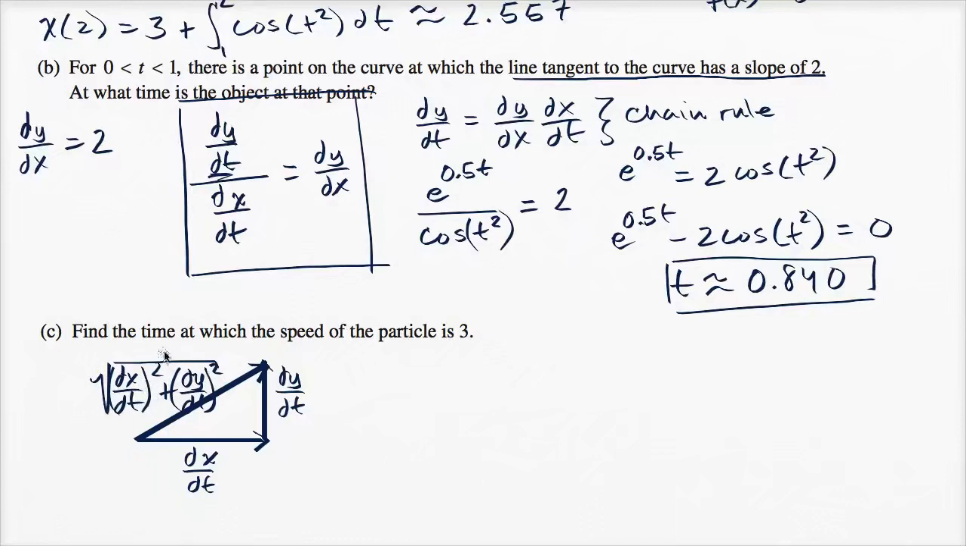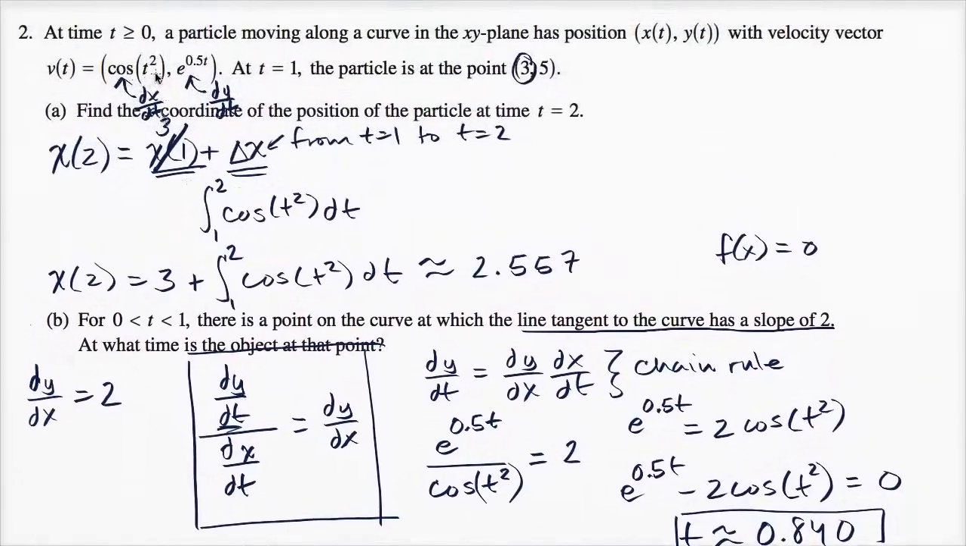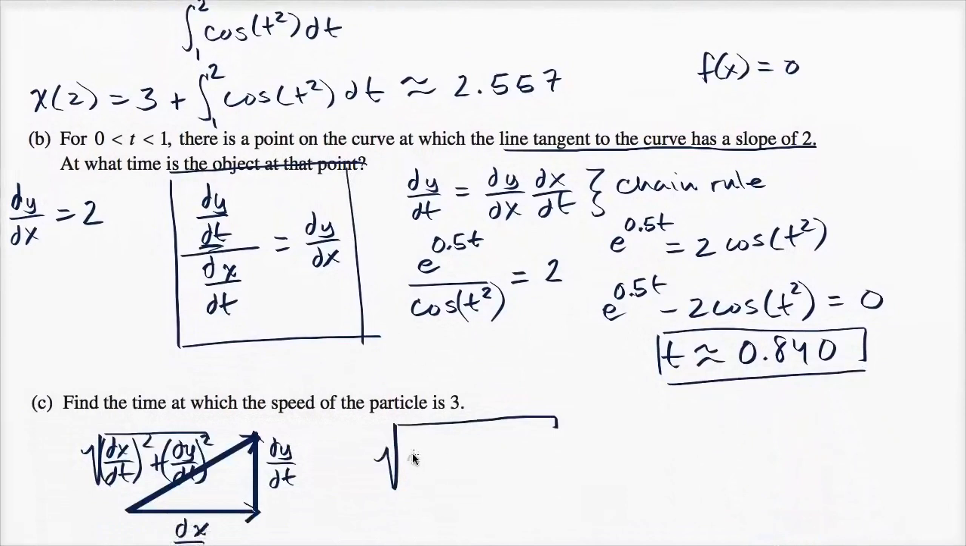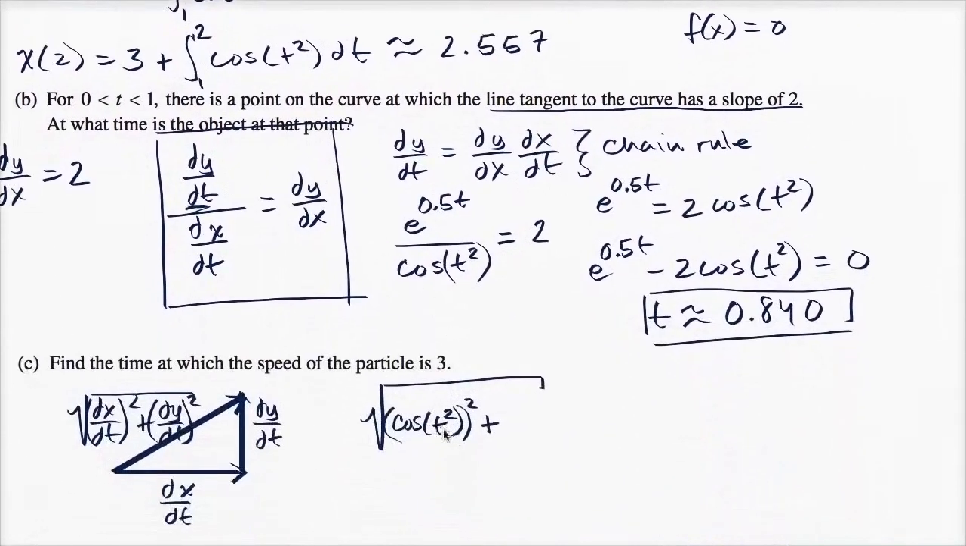And we need to figure out at what time this thing is equal to 3. So let's figure that out. The square root of, what's the x component of our velocity? Well, they told us over here. The x component of our velocity is cosine of t squared. So cosine of t squared, and we're going to square that whole thing, plus the y component of the velocity, the rate at which y is changing with respect to time. That's e to the 0.5 t, and we're going to square that. This right over here is our expression for speed as a function of time.